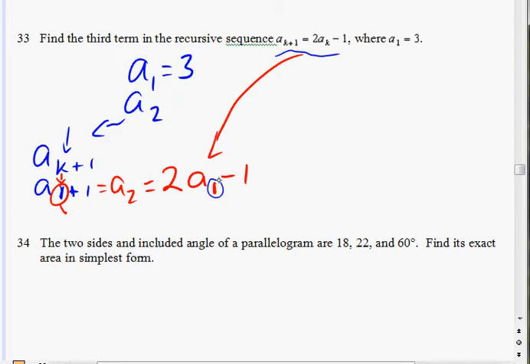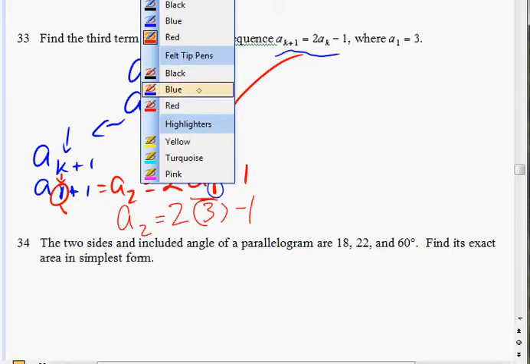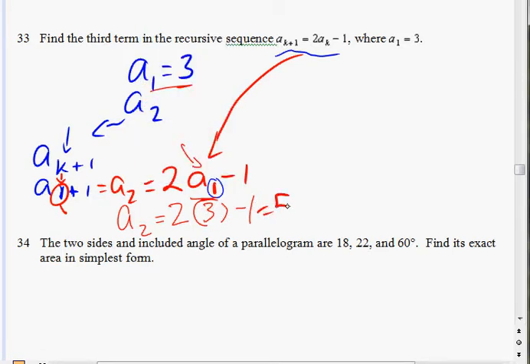So A2 is equal to 2 times A1. Well, A1 is the previous number, which you know is 3. So it's 2 times 3 minus 1. So A2 is equal to 6 minus 1, which is equal to 5. So A2 is 5. Okay, so we need to find A3.